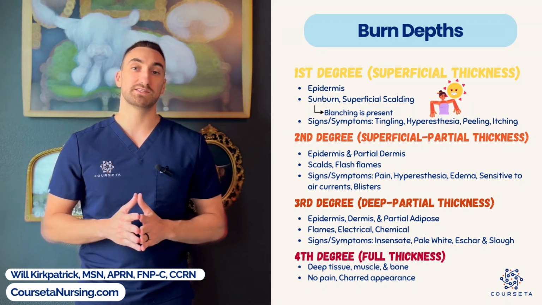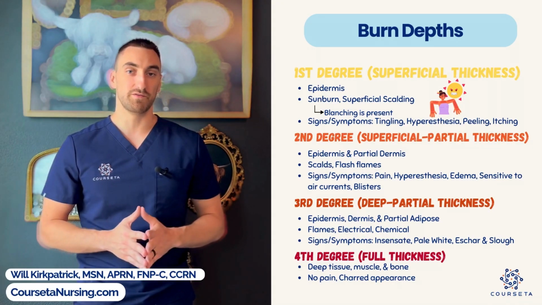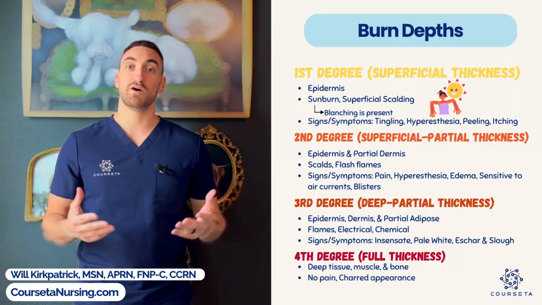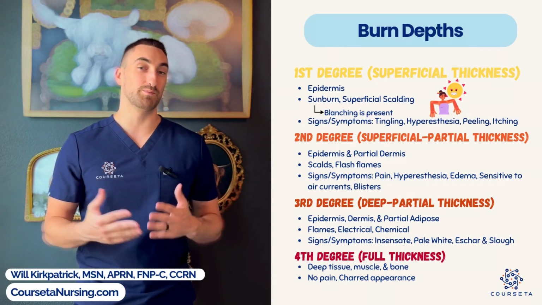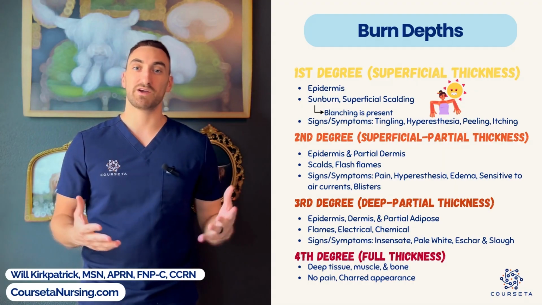You can also expect to see pale white skin with slough or eschar involved. Then lastly, there is fourth degree, so that is a full thickness burn injury. This involves epidermis, dermis, adipose tissue, but also the deep muscle or bone. With this, you'll have no pain, and a lot of the times, the area looks charred.